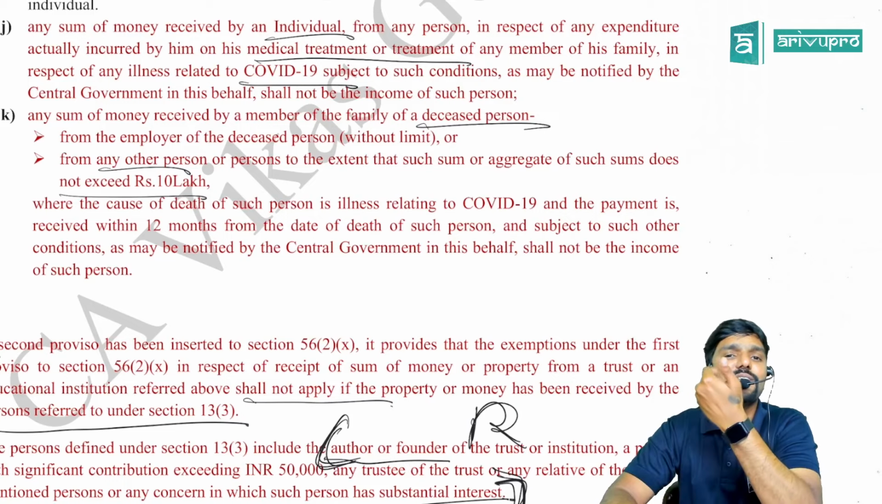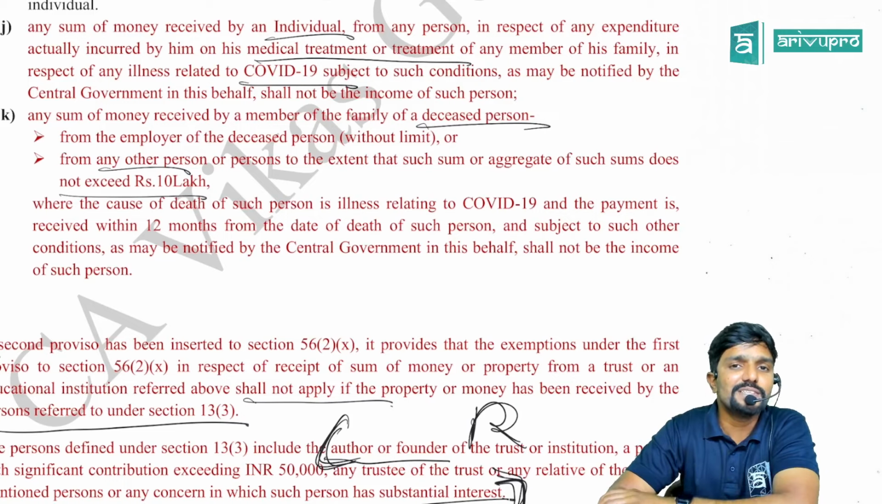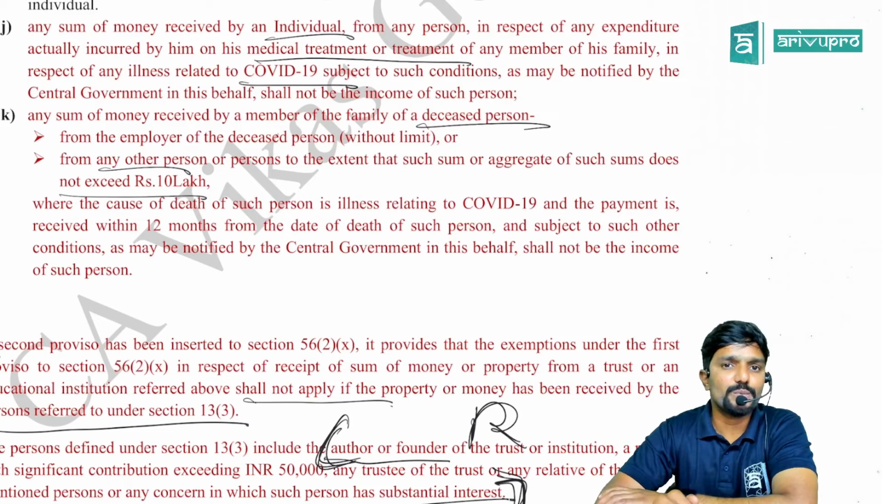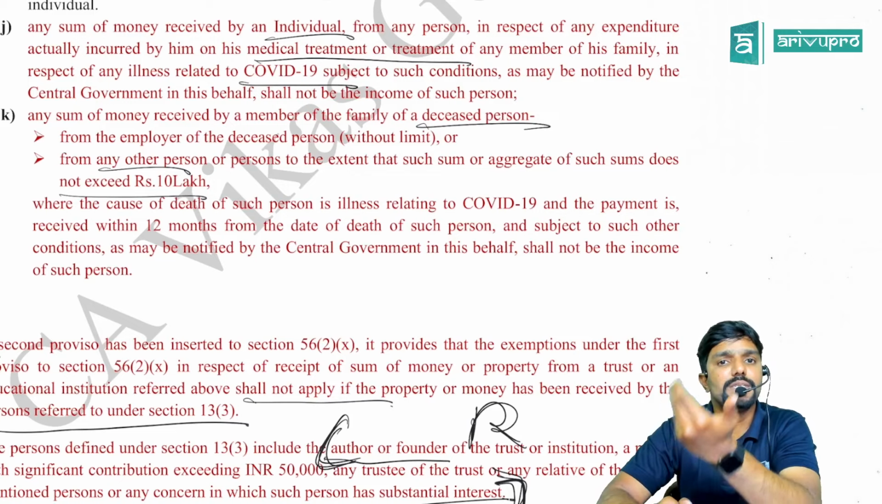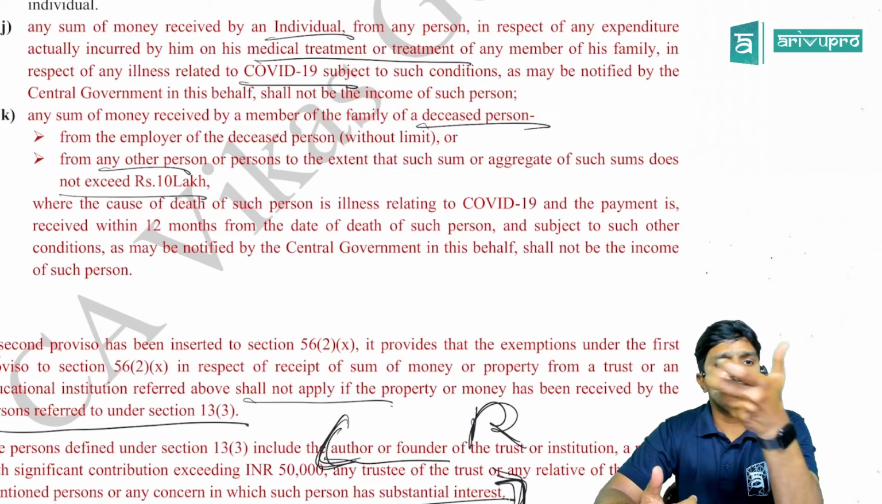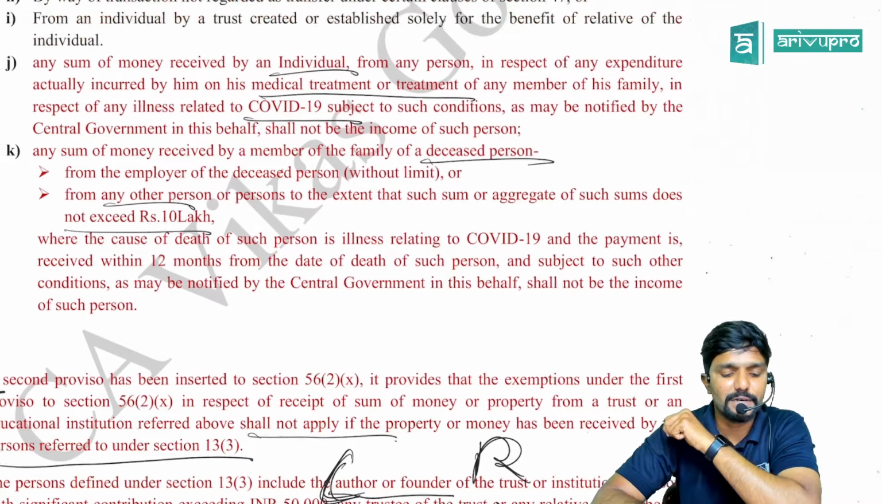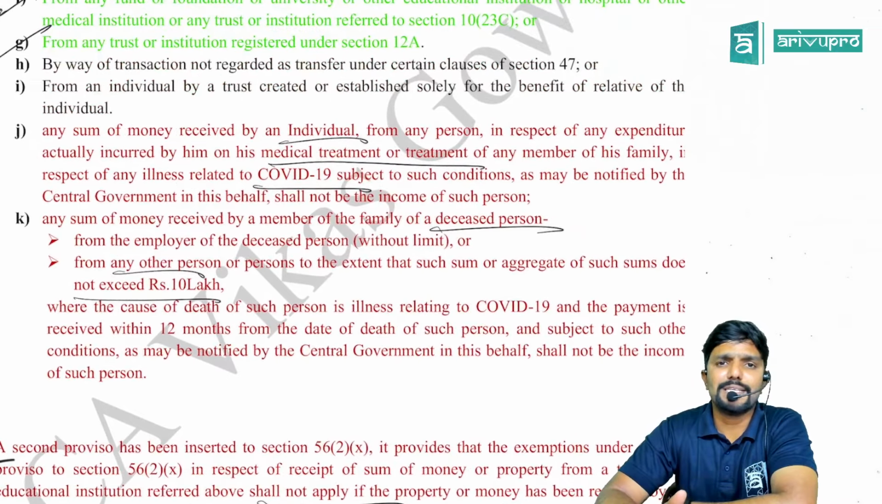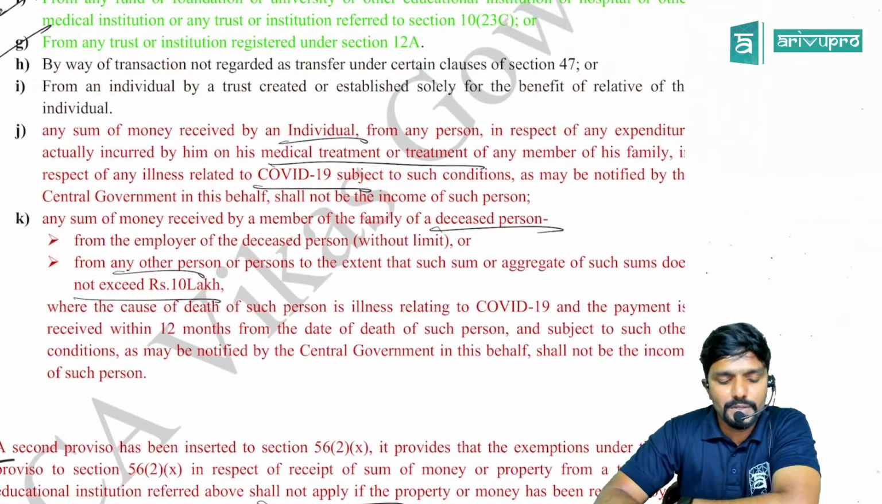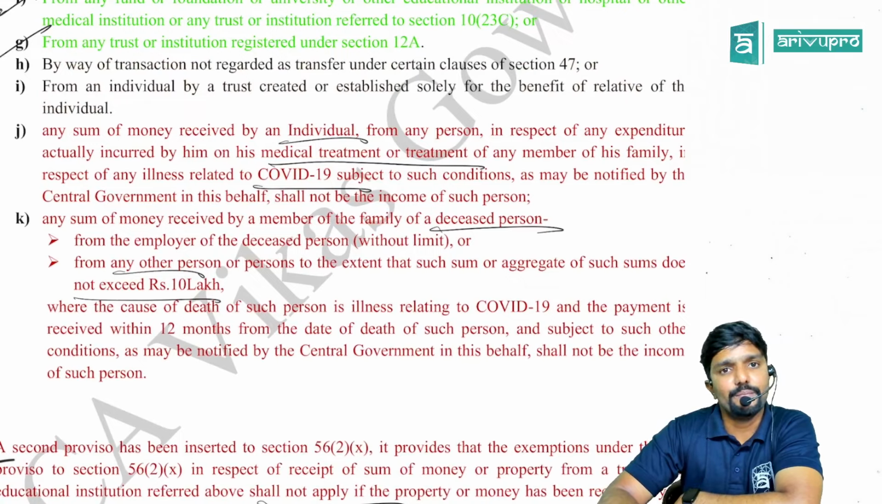Sir, what if it is received after 15 months, 2 years, 3 years? Then this exemption would not be applicable, guys. And also, various other conditions have to be satisfied, like a COVID-19 positive certificate has to be given, or if it is a reimbursement of medical expenditure, even the medical bills have to be submitted. This is all about J and K point, guys.